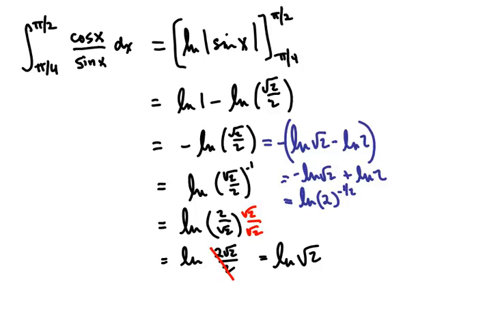Now, negative ln root 2 is really the same as ln of 2 to the negative 1/2 power. And I guess at this point I could just bring that whole negative 1/2 back down. So you get negative 1/2 ln 2 plus ln 2, which leaves you with positive 1/2 ln 2. And that is just ln of the square root of 2. So that's two different ways of getting the same answer there.